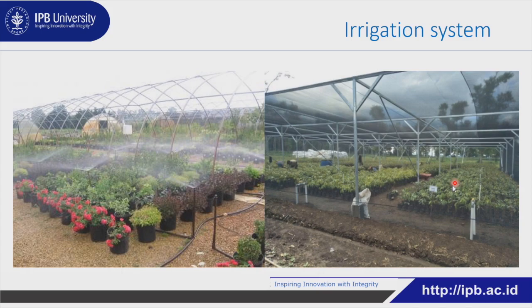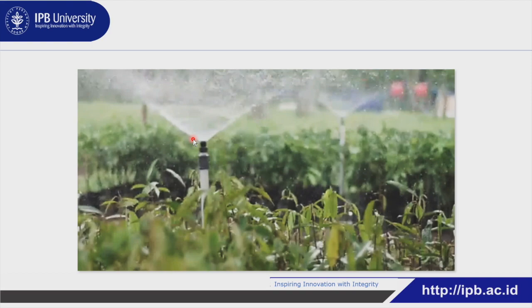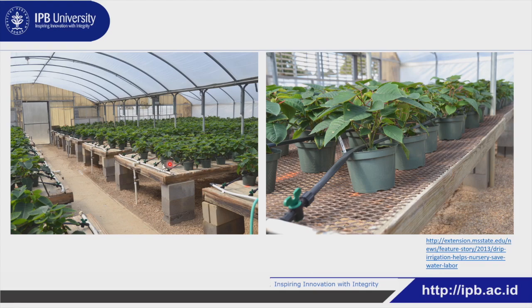We use a spray system like this, but later with the more important plants, such as the mother stock or plants that are ready to be distributed, we also put irrigation, but with single drips in each pot. This is not from our own picture, but we have exactly the same facility as this.